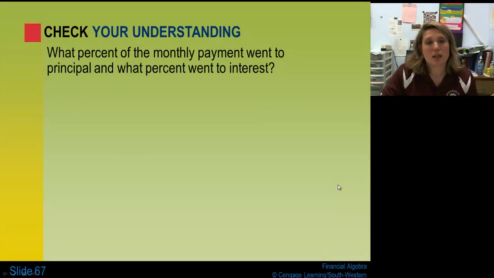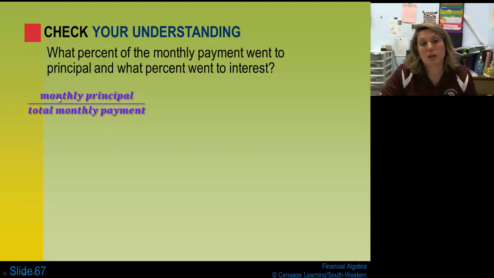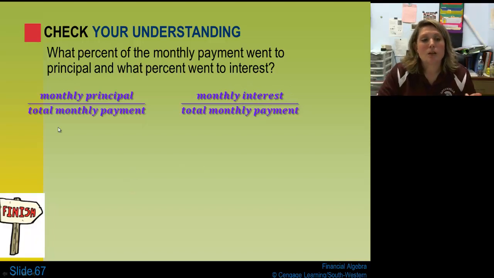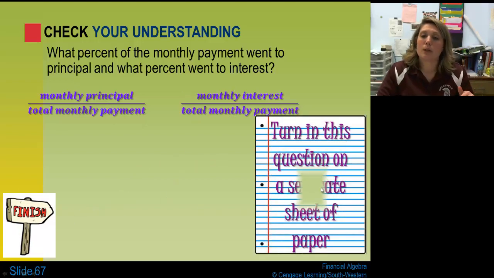The check your understanding question: what percent of the monthly payment went to principal and what percent went to interest? So to do this, you're going to take the monthly principal, which we just found on the last slide, divide that by the total monthly payment, which we also found on the last slide. And then to do the interest, you're going to do the same piece, the total monthly interest divided by the total payment. So you need to do those two. Remember, you're finding the percent, so you need to multiply each of these answers by 100. You need to finish this, as well as do it on a separate sheet of paper, please.